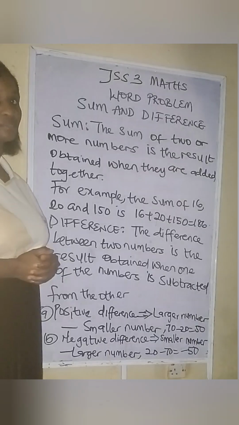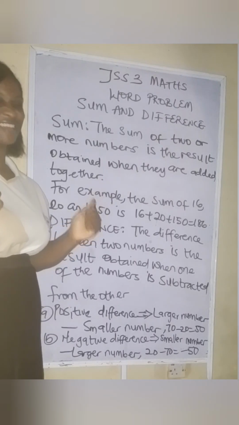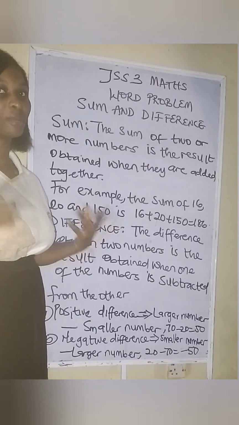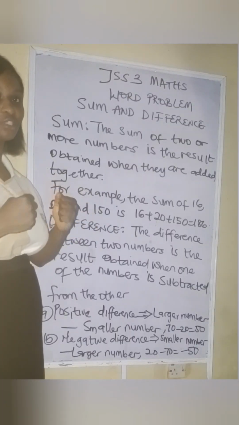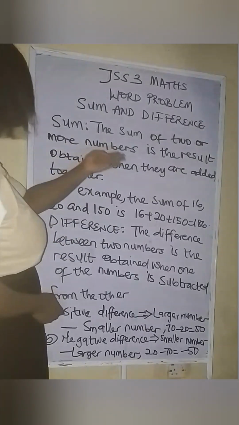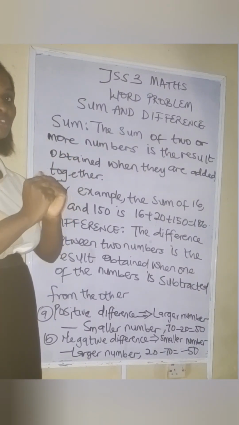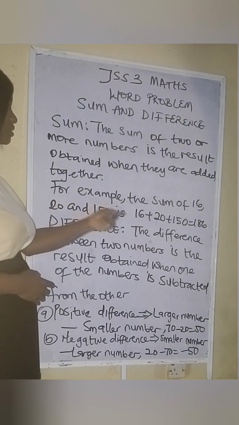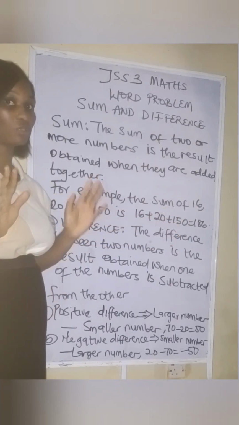We have GSS 3 Mathematics, and the topic on the board is word problem. Yes, word problem. The subtopic here is sum and difference. When you hear sum, it means addition, to add two or three numbers together. The sum of two or more numbers is the result obtained when they are added together. For example, the sum of 16, 20 and 150 is 16 plus 20 plus 150, which gives us 186. So you now know what sum is, right?